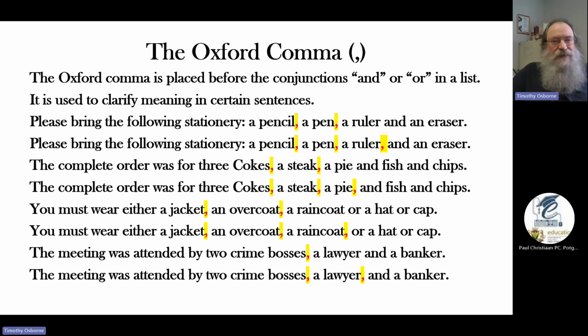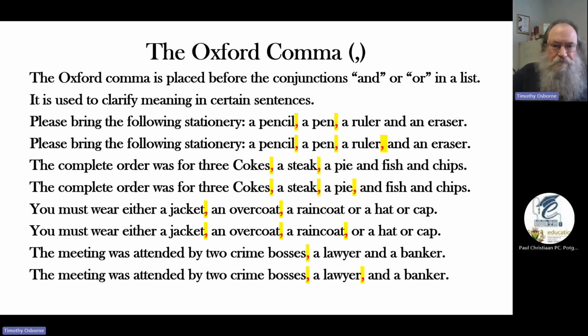No, I don't think that's what they had in mind. Let's try and insert our Oxford comma and see what happens. You must wear either a jacket, an overcoat, a raincoat, or a hat or cap. Okay, there. Now that makes a lot more sense.